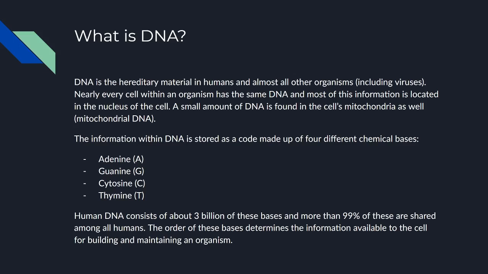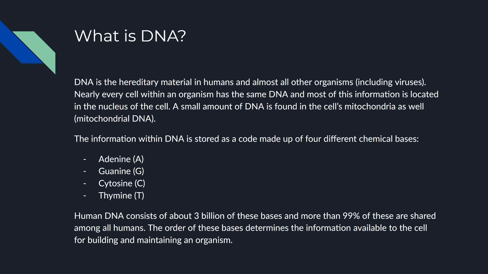So what is DNA? DNA is the hereditary material in humans and almost all other organisms, including viruses. Nearly every cell within an organism has the same DNA, and most of this information is located in the nucleus of the cell. A small amount of DNA is actually found in the cell's mitochondria, and this is called mitochondrial DNA. The information stored within DNA is stored as a code made up of 4 different chemical bases, also referred to as nitrogenous bases. This is adenine, guanine, cytosine, and thymine, referred to as A, G, C, and T.